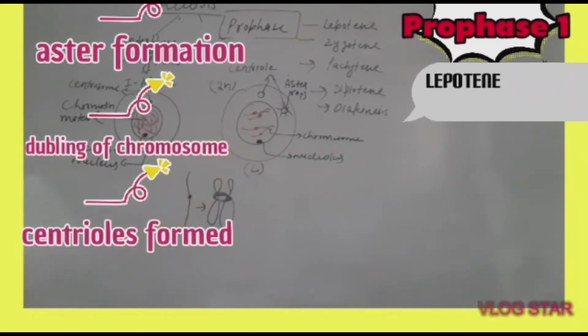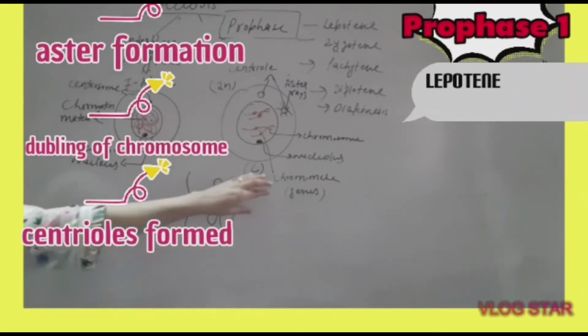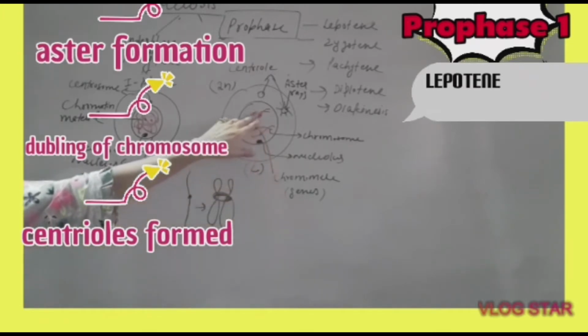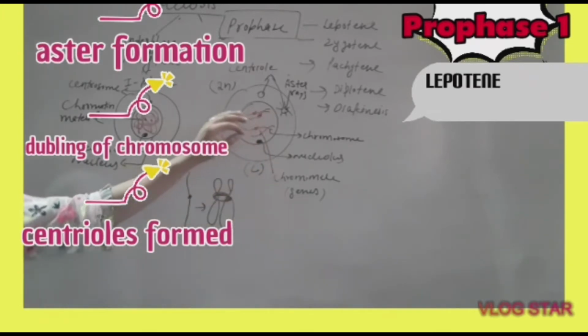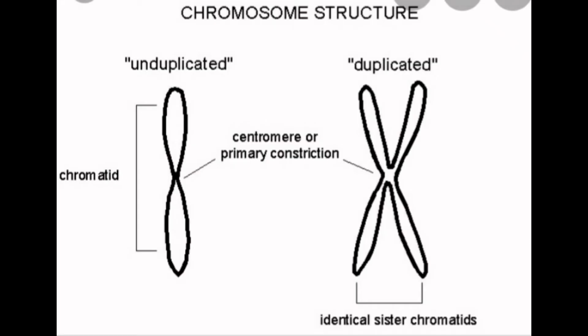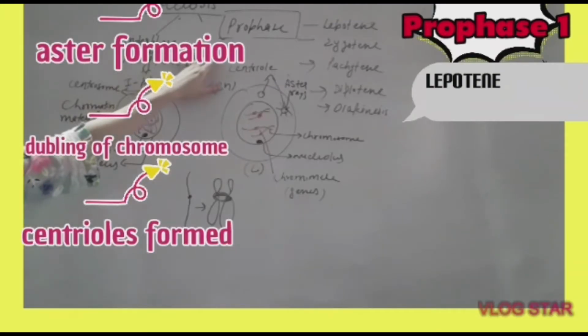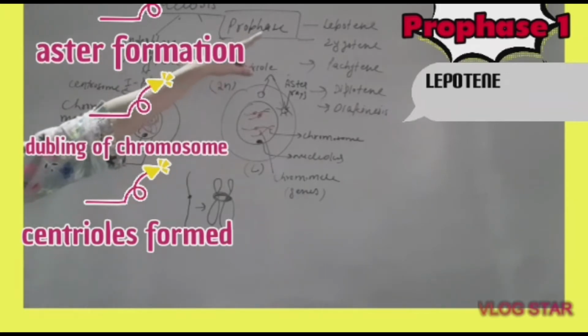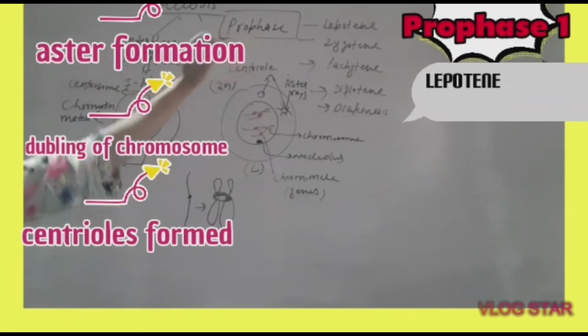This dot is actually a chromomere. This chromomere is an area which is believed to be containing genes. So this area represents that chromosomes have genes. Genes are always located over the chromosomes. So this is how the cell finally enters into prophase and completes the first step of prophase, that is Leptotene.